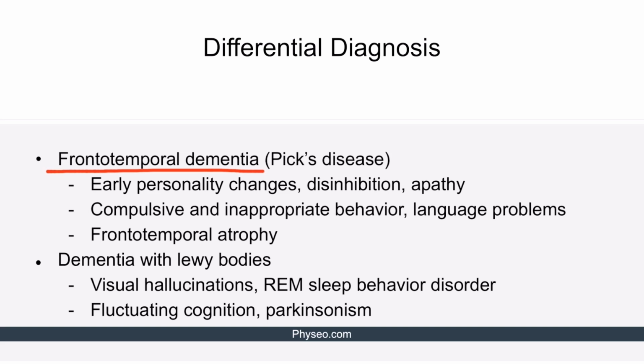Patients may also experience language difficulties, which can eventually lead to aphasia. On imaging, there may be frontotemporal atrophy that is apparent. Now let's move on to a discussion about dementia with Lewy bodies. The hallmarks of this type of dementia are visual hallucinations, fluctuating cognition, and Parkinsonism.